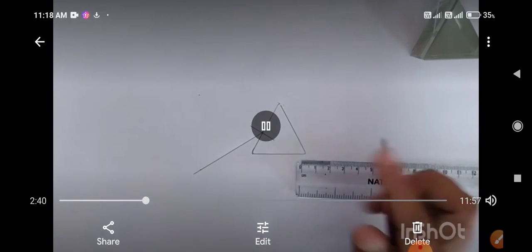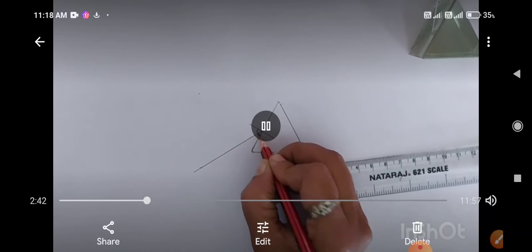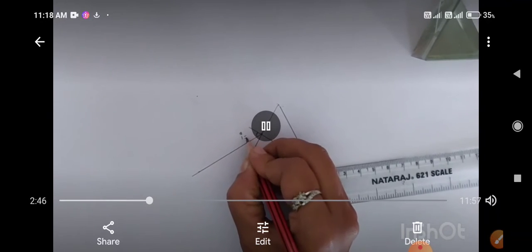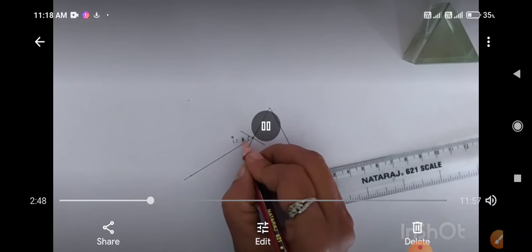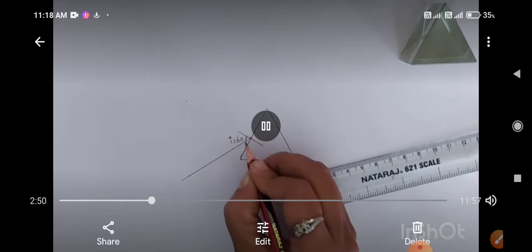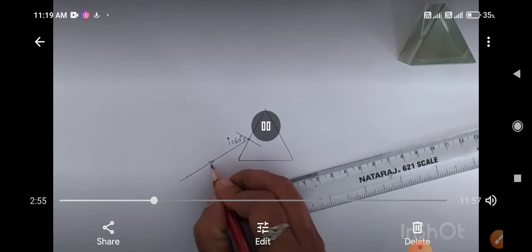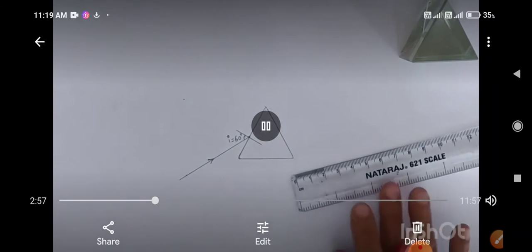Okay. So this is what? This is the angle of incidence. And in this practical, the first reading I am taking is for 60 degree. The angle of incidence is 60 degree. This is the angle of incidence and this is the incident ray.